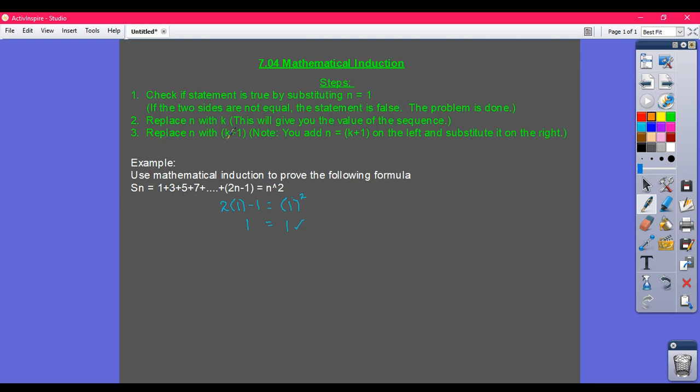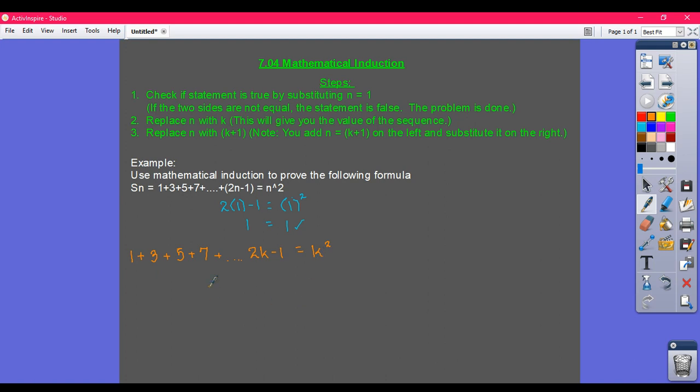Starting off, I'm going to replace the n's with k. So I'm going to write 1 plus 3 plus 5 plus 7, same thing as the sequence above, plus, instead of 2n minus 1, I'll write 2k minus 1 equals k squared. Now, the point of this is because now I know the value of this sequence. I know that 1 plus 3 plus 5 plus 7 plus 2k minus 1 is equal to k squared.